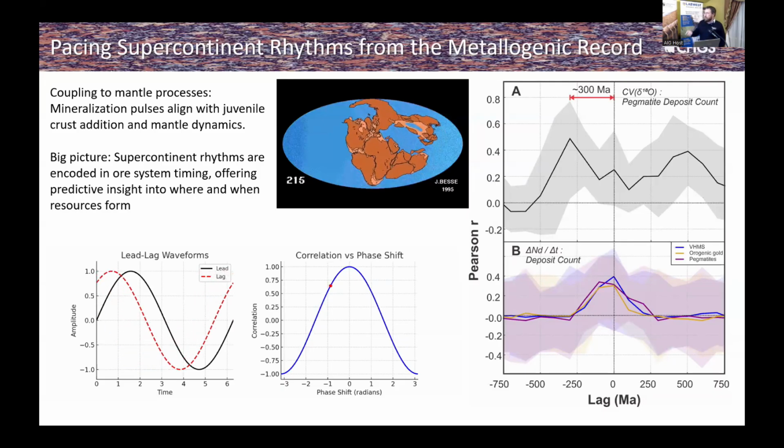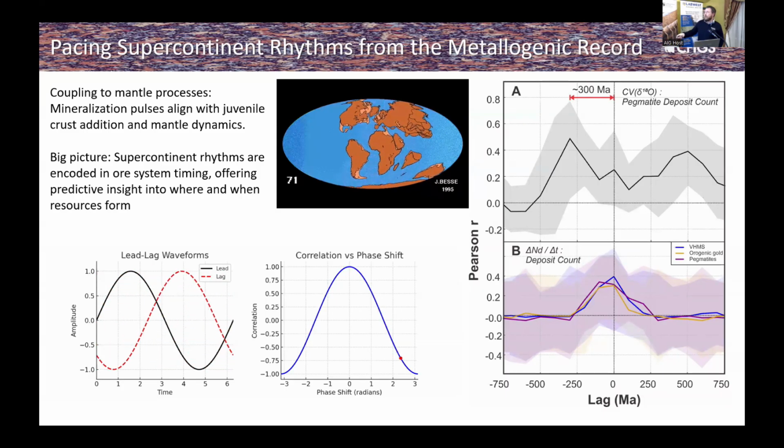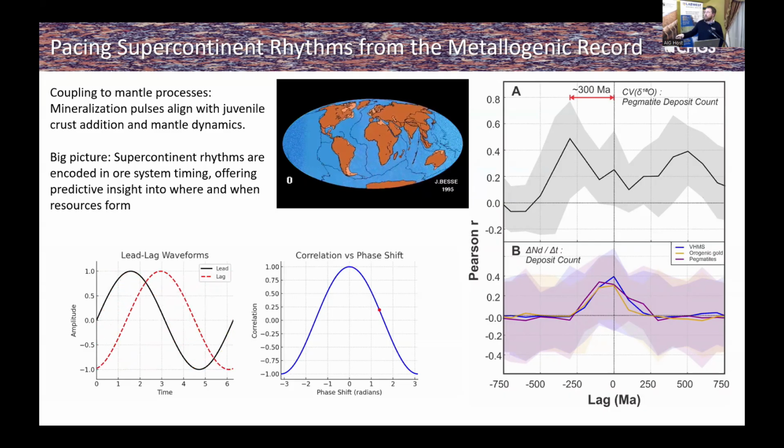Last slide, we can go a little bit further. What we can do is look at a time series, so that's the frequency of events, and we can pass two different time series against each other. So let's say we've got our supercontinental cycle in black and another time series, let's say our ore deposit time series. If we pass these two time series against each other, we can look at their correlation.